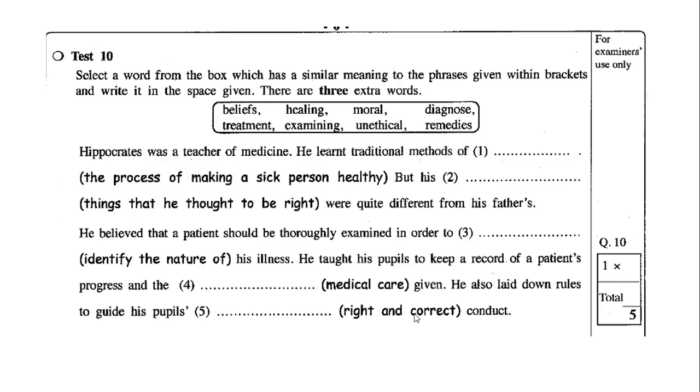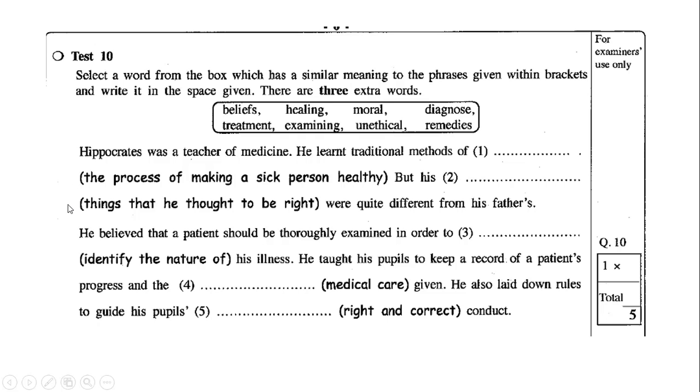Select a word from the box which has a similar meaning to the phrase given within the brackets and write it in the space given. There are 3 extra words. Look at the words: beliefs, healing, moral, diagnose, treatment, examining, unethical, remedies. So let's go through the paragraph. Hippocrates was a teacher of medicine. He learned traditional methods of, within brackets they have given the process of making a sick person healthy. What is it? Healing. He learned traditional methods of healing.